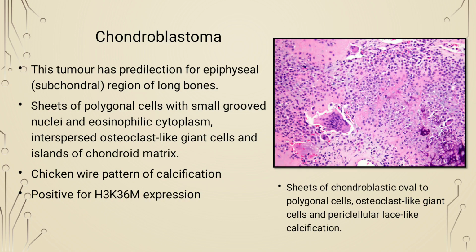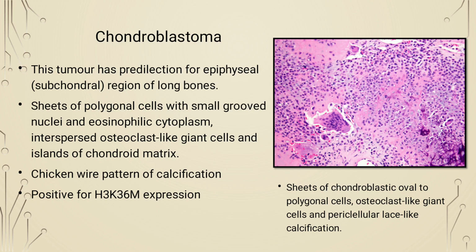Chondroblastoma. This is a tumor which has a predilection for the epiphyseal region of the long bones. On microscopy, the tumor shows sheets of polygonal cells with small grooved nuclei and eosinophilic cytoplasm, interspersed osteoclast like giant cells, and islands of chondroid matrix.